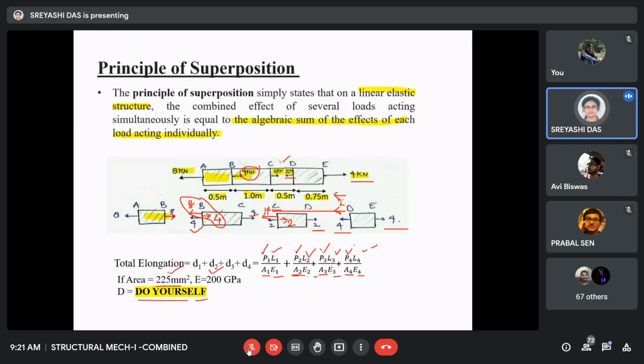So here I have written "do yourself." That means you have to do this problem. Just put the values of P1, L1, P2, L2, P3, L3, P4, L4, and all AE will be same, and you will get the total elongation, capital delta, here. Is this okay?